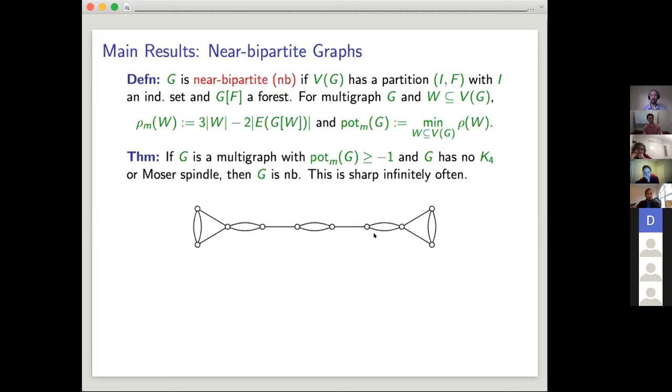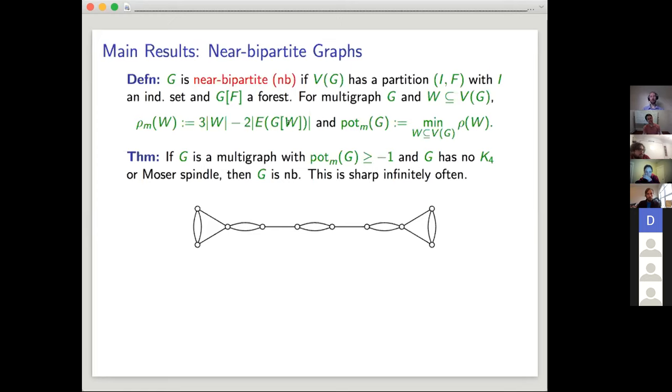A good thing to think about is that you can make this arbitrarily long. Each time you make it, you add another one of these chunks in the middle, you add two more vertices and three more edges, which means that this rho function doesn't change, because you added three edges and two vertices. So the net that you added is zero.